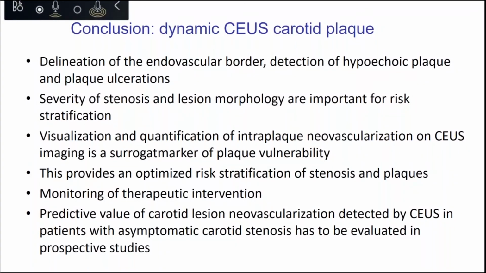So to conclude, we can say that dynamic contrast enhanced ultrasound for carotid plaque can be helpful in the carotid artery by looking at the delineation of the endovascular border. You may see more clearly the hypoechoic plaques and plaque ulceration, which is important. And not only the severity of stenosis, but also the lesion morphology seems to be important for risk stratification.